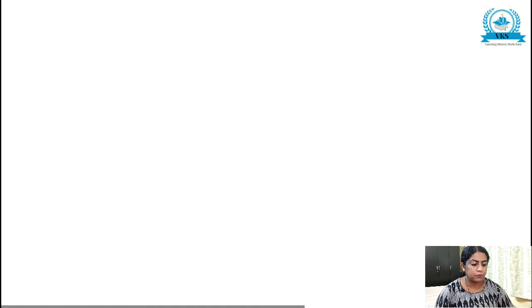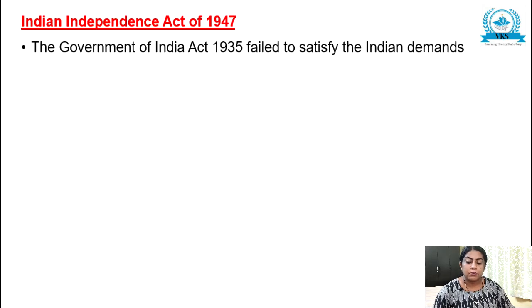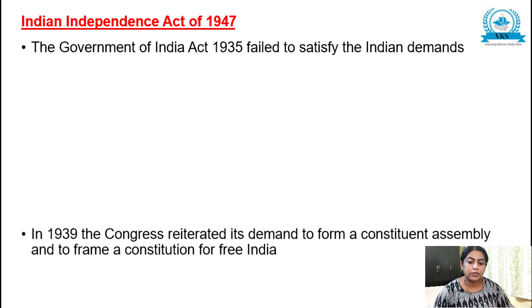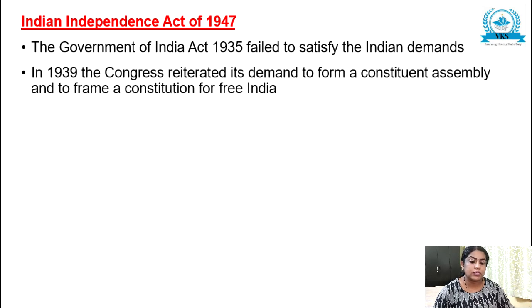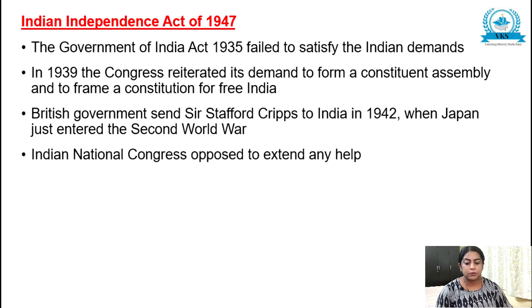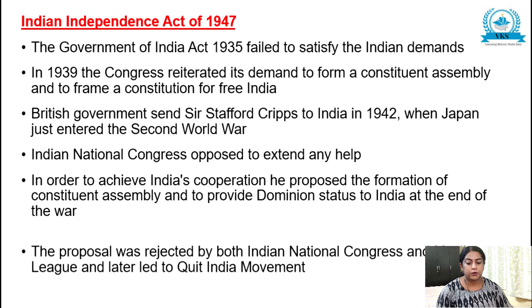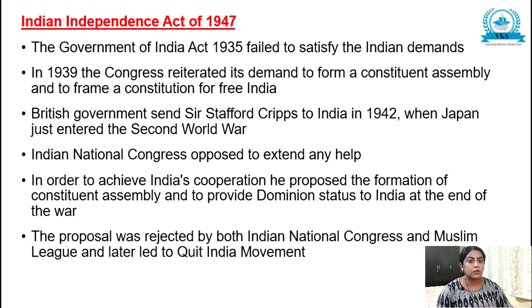So now let us go through the points which we have studied till now. That is the Indian Independence Act of 1947. The Government of India Act 1935 failed to satisfy the Indian demands. In 1939, the Congress reiterated its demands to form a Constituent Assembly and to frame a constitution for free India. The British government sent Sir Stafford Cripps to India in 1942 when Japan had just entered the Second World War. The Indian National Congress opposed extending any help. In order to achieve India's cooperation, he proposed the formation of a Constituent Assembly and to provide dominion status to India at the end of the war. The proposal was rejected by both the Indian National Congress and the Muslim League and later led to the Quit India movement.